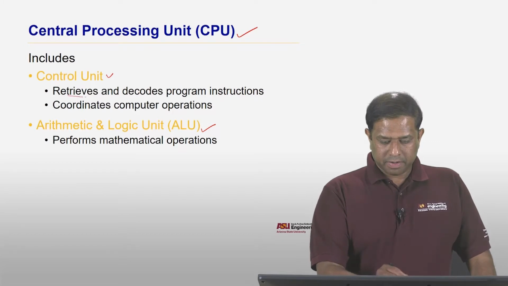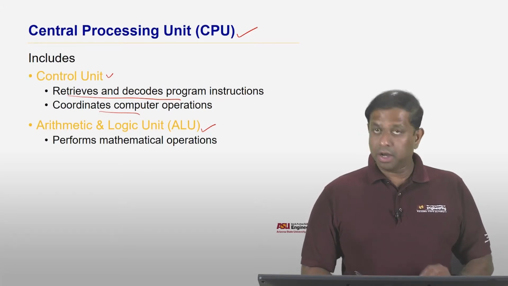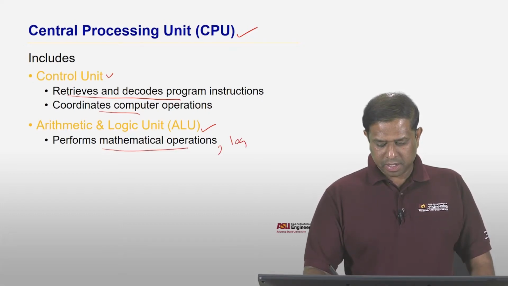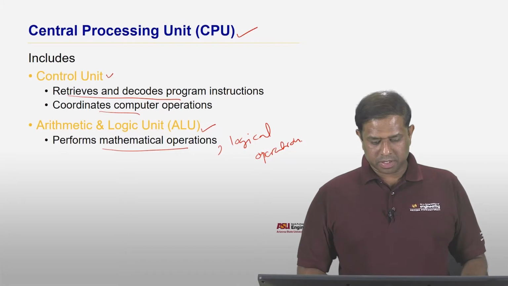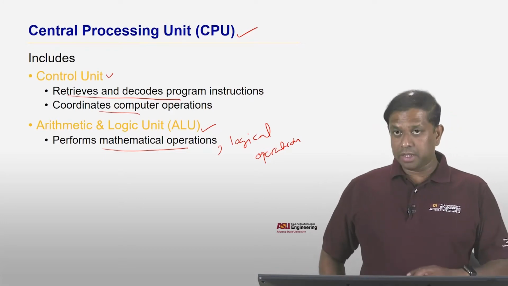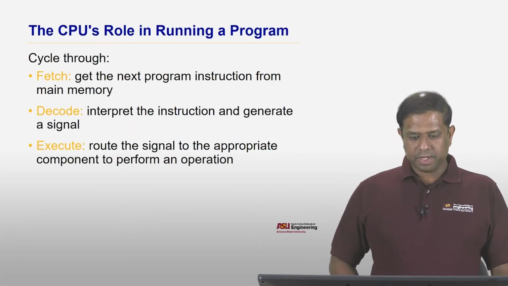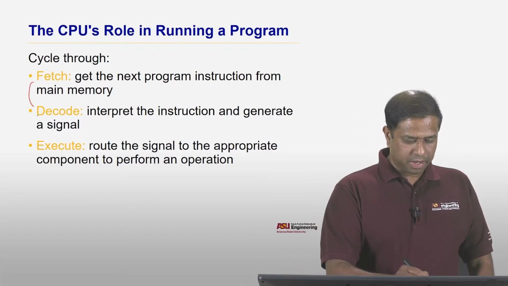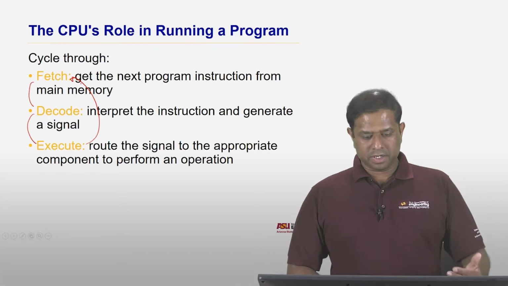The control unit retrieves and decodes program instructions and then coordinates the computer operation to carry out the operation, right? And then the arithmetic and logic unit handles mathematical operations as well as logical operations, like comparison of two numbers or comparison of strings. So that's the main component inside the computer that actually carries out the execution of the program, right? Then we have the fetch, decode, execute cycle that we talked about. First we fetch the instruction, then we decode it, and then we execute it. After that, we again follow the fetch, decode, execute cycle for each and every instruction in the program.